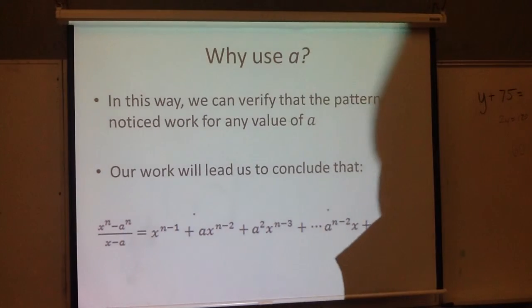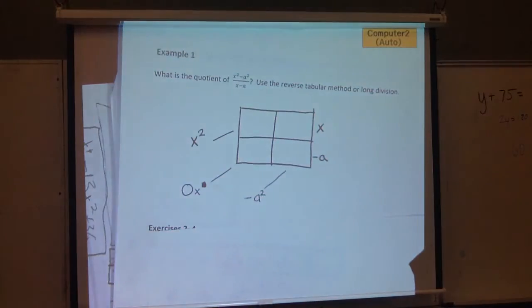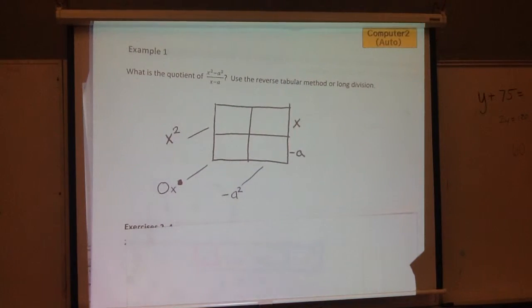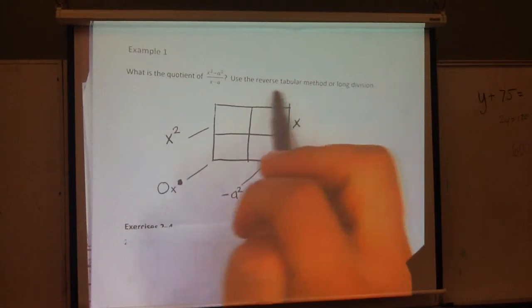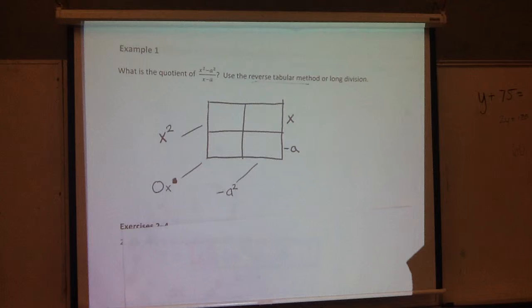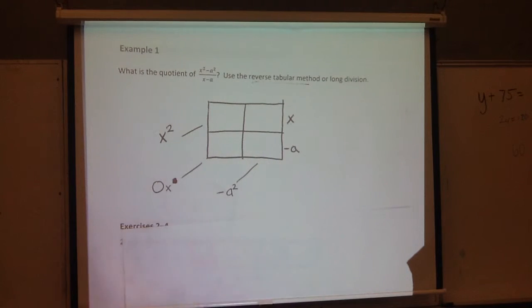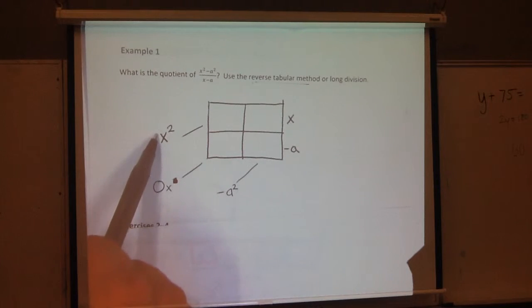So we're going to transition over to looking at this problem, and we're going to use the reverse table method. So we're going to use this reverse table method, and I have it set up here. The divisor always goes on the right hand side of the table. The top, the dividend, is what we would pull out of this table.